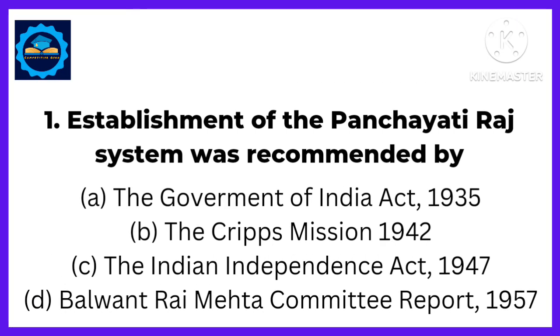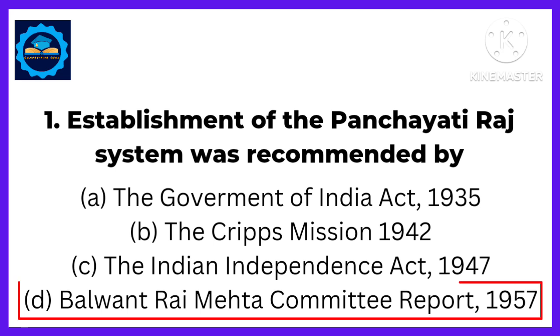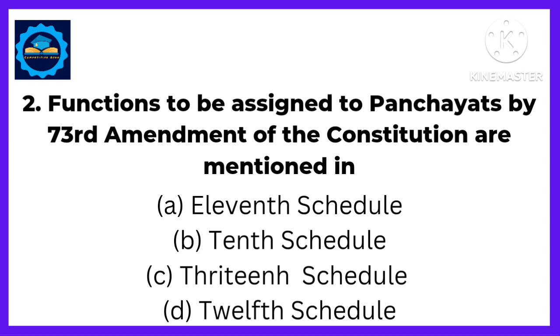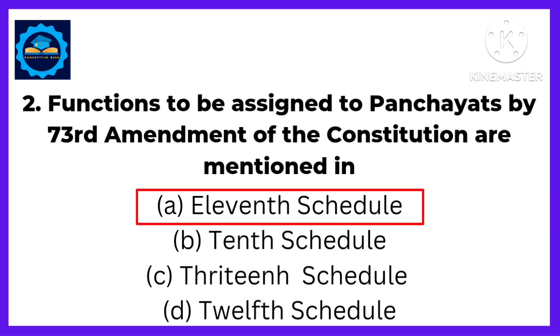Question number 1. Establishment of Panchayati Raj system was recommended by? Answer: Balwant Rai Mehta Committee Report 1957. Next, functions to be assigned to Panchayats by 73rd Amendment of the Constitution are mentioned in? Answer: 11th Schedule.